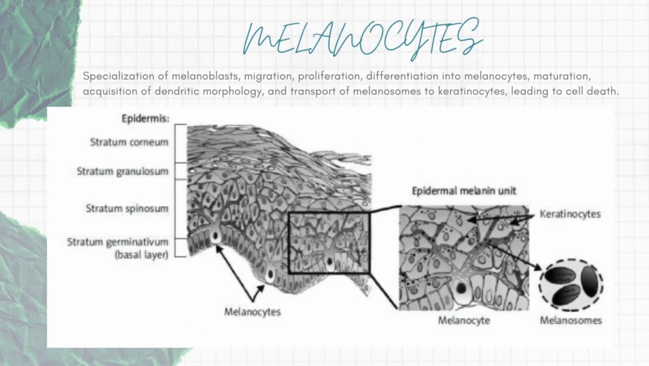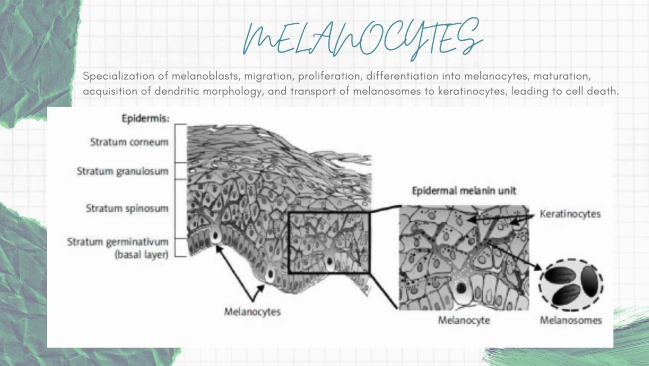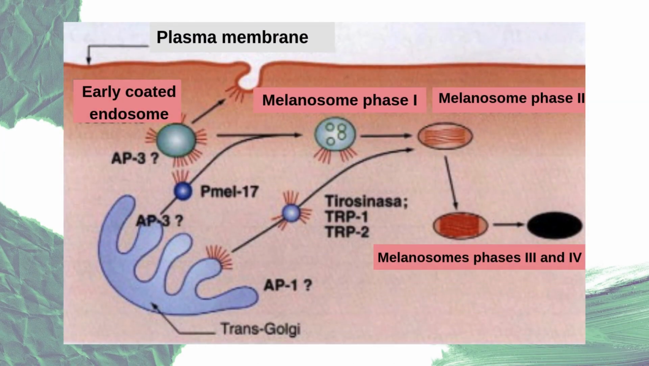The life cycle of melanocytes involves several stages: specialization of melanoblasts, migration, proliferation, differentiation into melanocytes, maturation, acquisition of dendritic morphology, and transport of melanosomes to keratinocytes, leading to cell death. Melanocytes are identified by specific proteins such as tyrosinase TYR, TYRP1, TYRP2, PMEL17, MART1, and MITF.